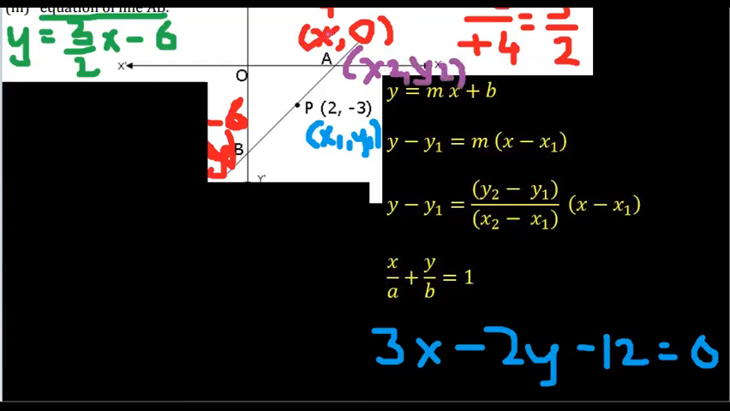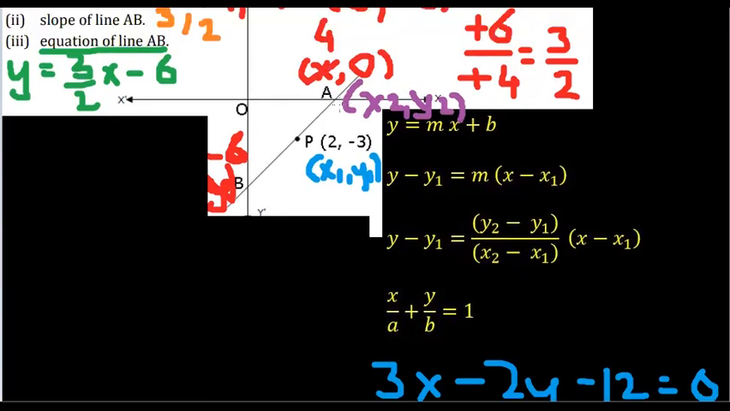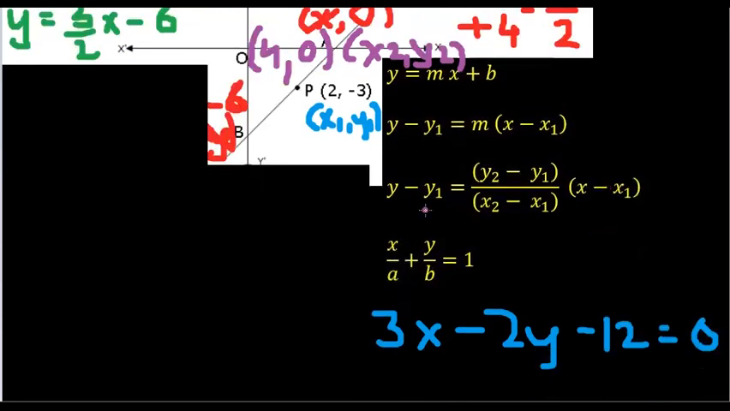And remember what x was here. x was 4. So my x2 would be 4. And y2 was 0. The y coordinate was 0. So these are my x2, y2. And let's get back to this equation.